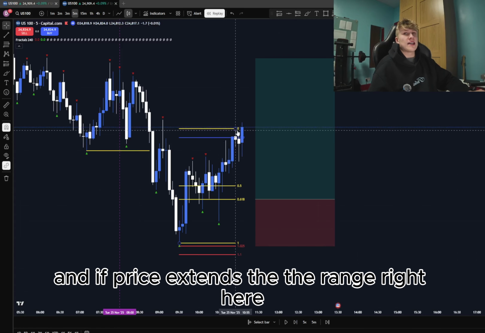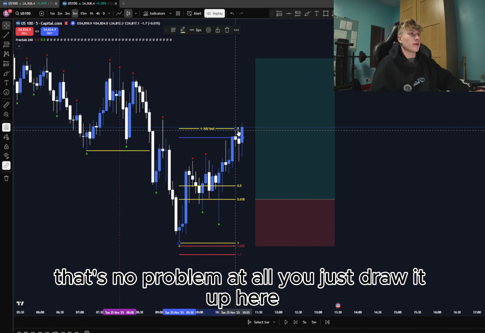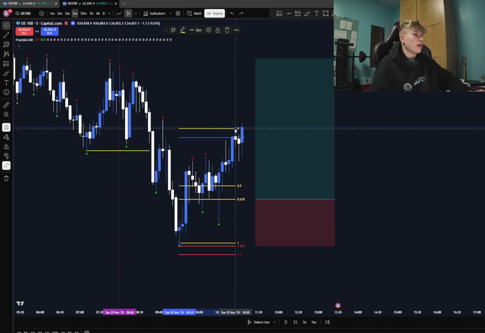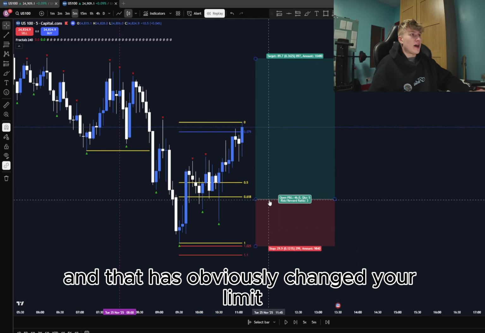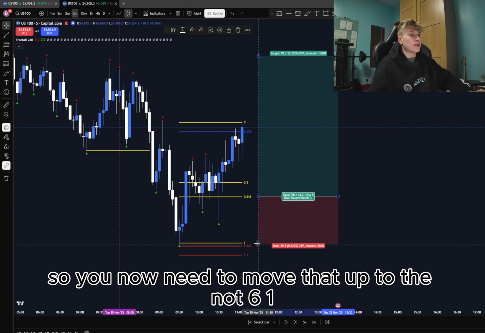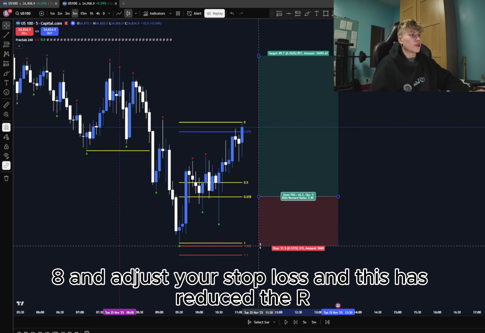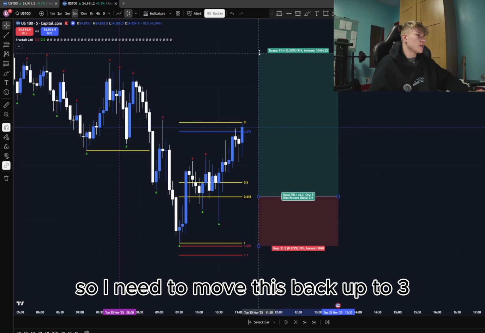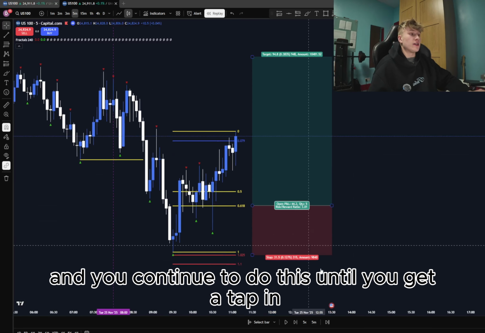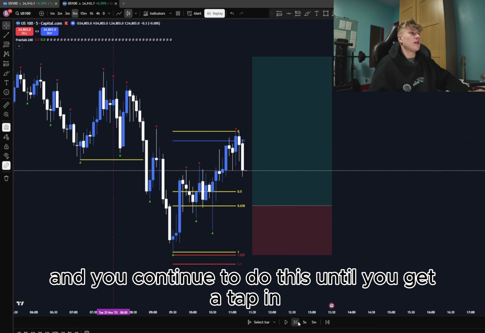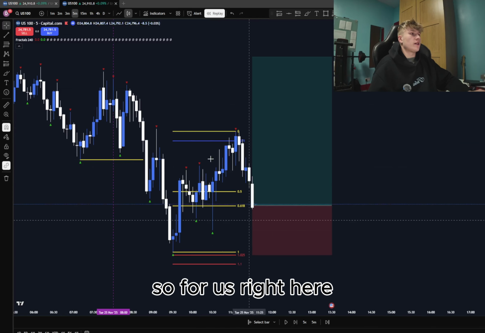And if price extends the range right here, that's no problem at all. You just draw it up here. You draw it up to the most recent one right here, and that has obviously changed your limit, so you now need to move that up to the 0.618 and adjust your stop loss, and this has reduced the R, so I need to move this back up to 3, and you continue to do this until you get a tap in. So for us, right here, we get a tap.